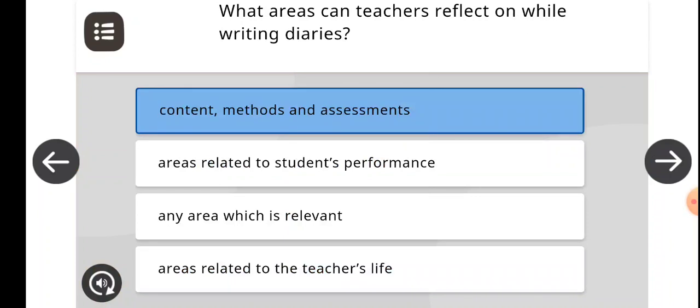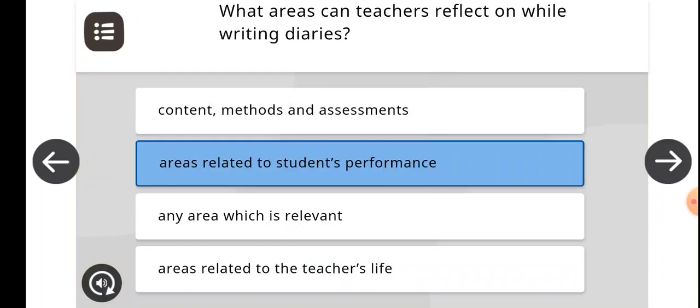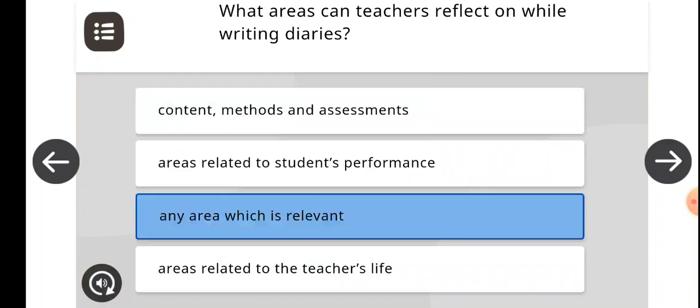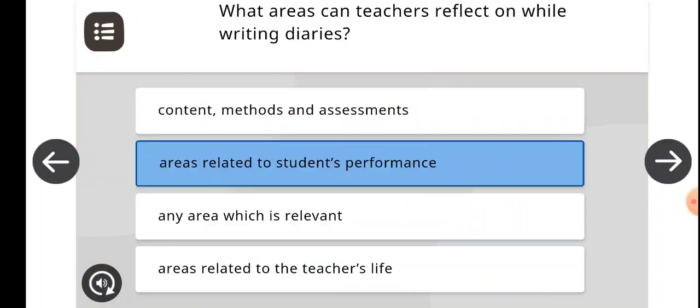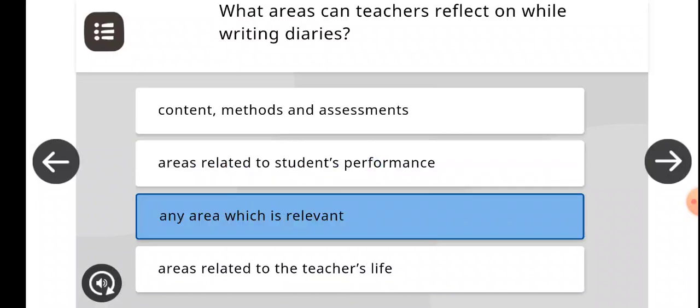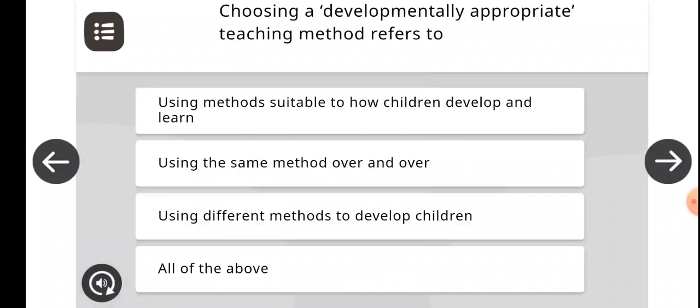Of course the diary may include content, methods and assessments, and areas related to student performance, but these two fall in the third option, any area which is relevant. These two areas are also relevant to the teacher. So if the teacher thinks a point is worth considering, then he has the freedom to take that point. Any area which is relevant, he needs to take into consideration. Option C is the right answer.